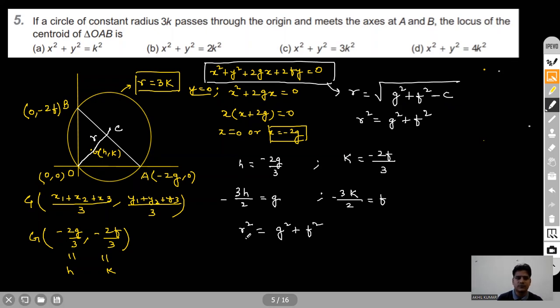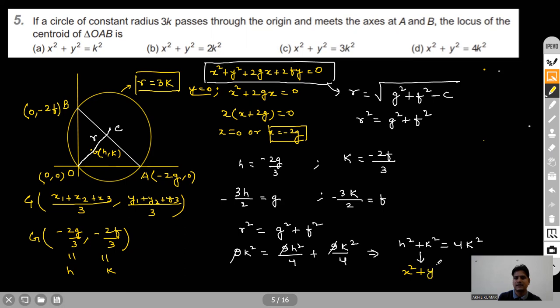So the same thing I am writing here. And r is known to us, r is equal to 3k, so it will be 9k square. And what will be g square? g square will be 9h square upon 4, plus f square, which will be 9k square upon 4. So this 9 will be cancelled out, and we will get h square plus k square is equal to 4k square. Now replace h and k by x and y. We will get the equation of the locus of the centroid of the triangle as x square plus y square is equal to 4k square, right? So this will be the answer to our question. So option D is correct: x square plus y square is equal to 4k square.